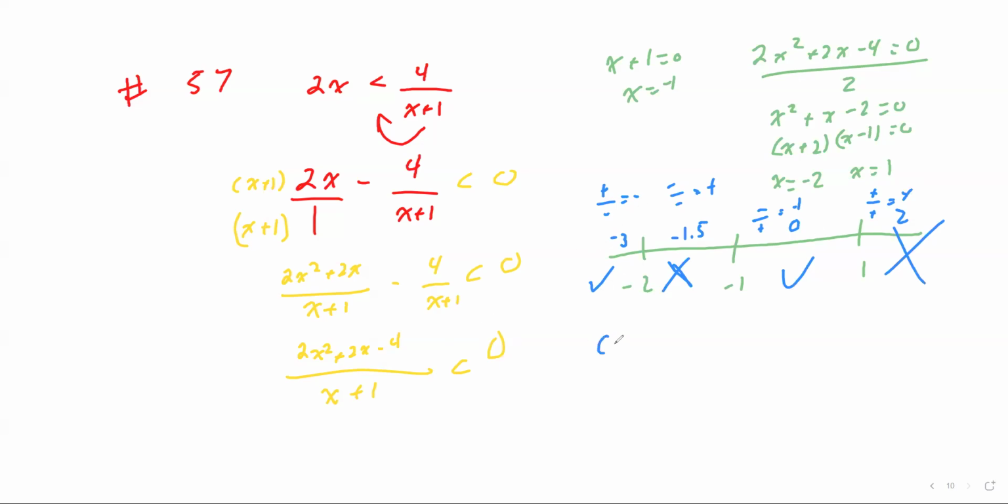All right, so then these are what works. So my answer would be negative infinity to negative 2. Again, there's no line on the inequality, so it gets a parenthesis. Union negative 1 to 1. All right, so there you go. There's an example there. But of course, let's do another one to make sure we grasp the concepts.